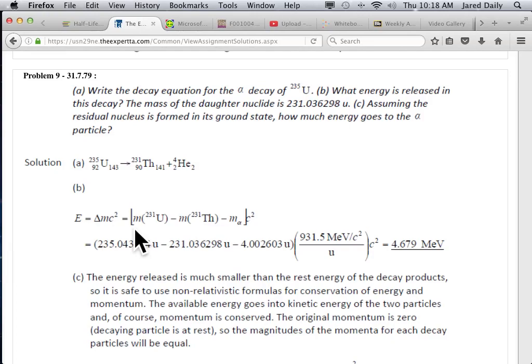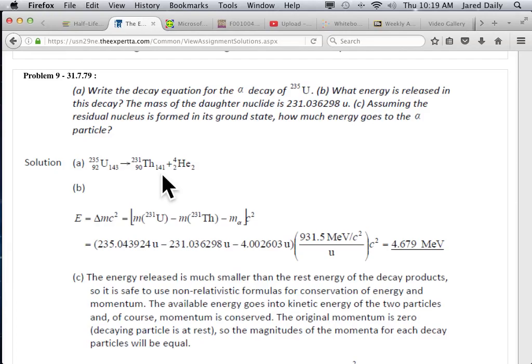Assuming the residual nucleus is formed in its ground state, so assuming that this is not an excited atom in any way, how much energy is going to go to the alpha particle? Well, if this thing is in its ground state, then all of the energy will go into it. So how much energy goes? No, I'm sorry. Not all of it, half of it.